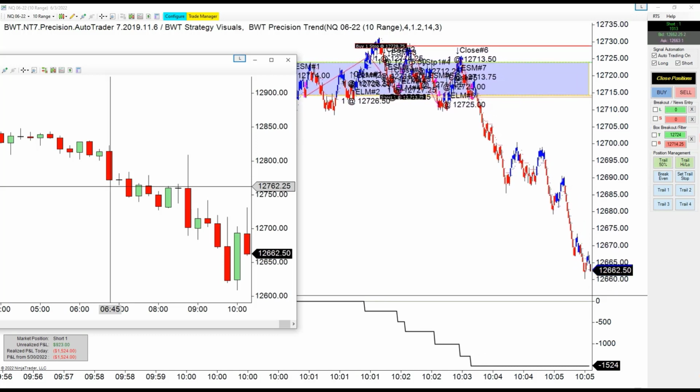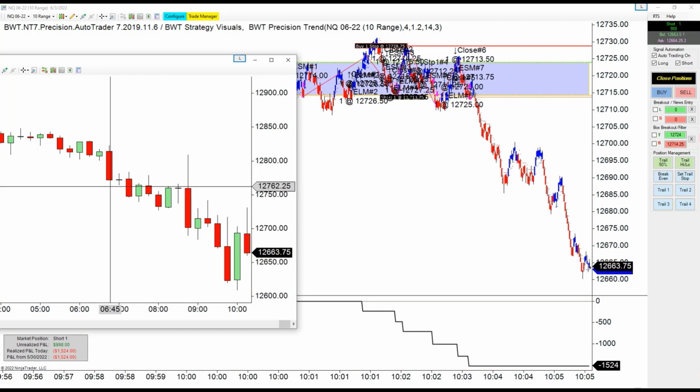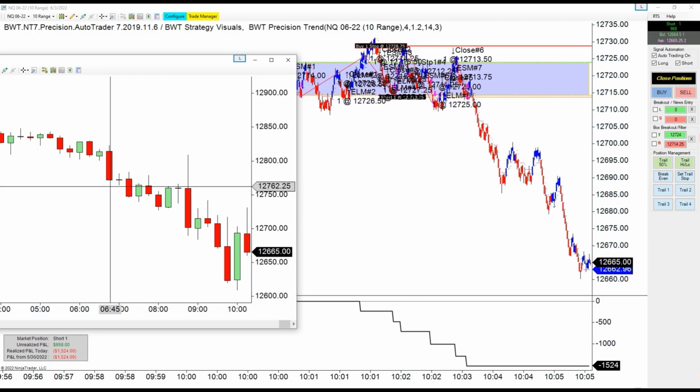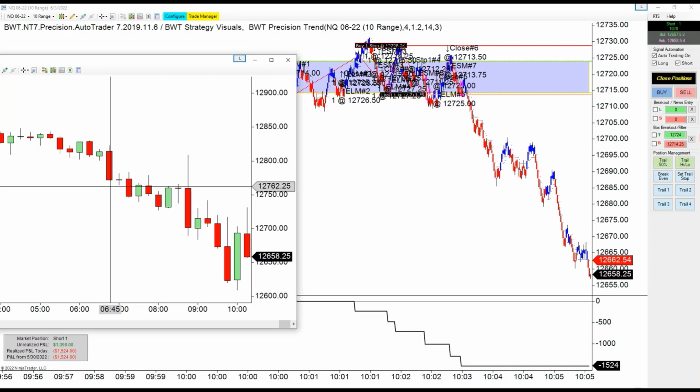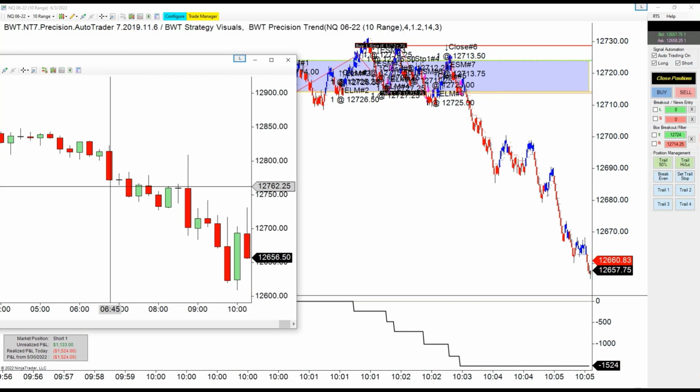And well, moving lower now, moving pretty fast. So I know I could close the trade now and that'd be pretty much break even, coming back from a $1,500 drawdown.